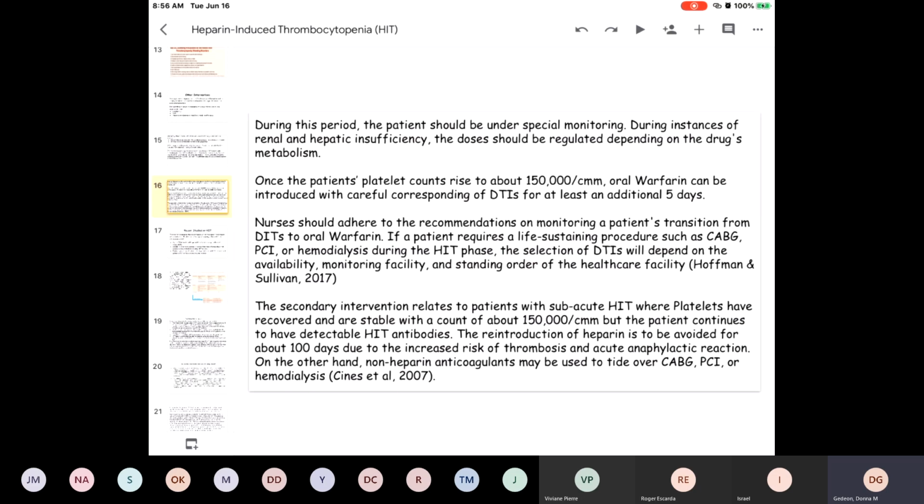The reintroduction of heparin is to be avoided for about 100 days due to the increased risk of thrombosis and acute anaphylactic reaction. On the other hand, non-heparin anticoagulant may be used to tide over CABG and PCI or hemodialysis.